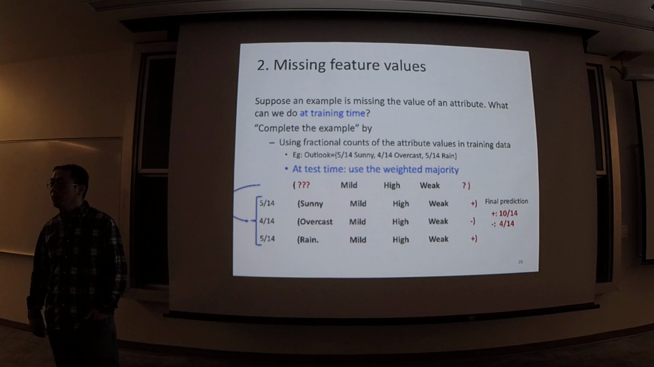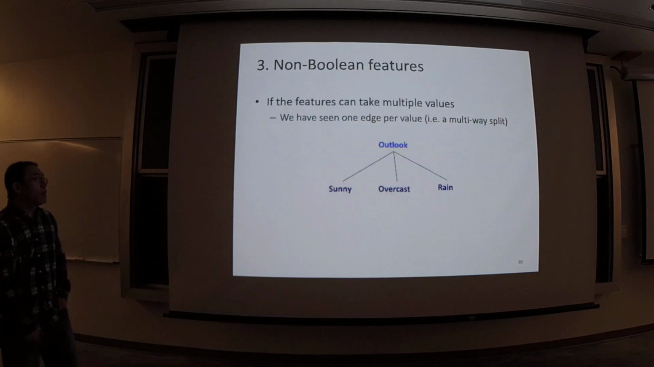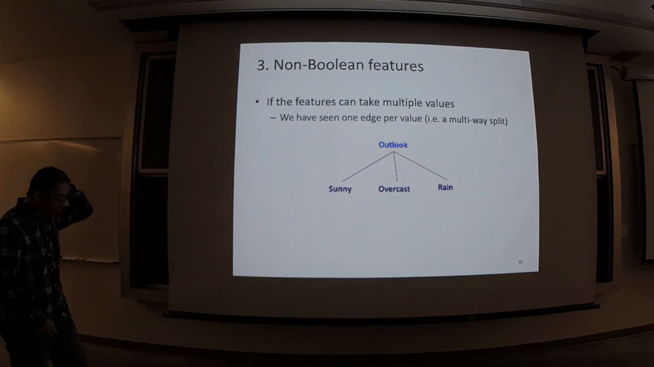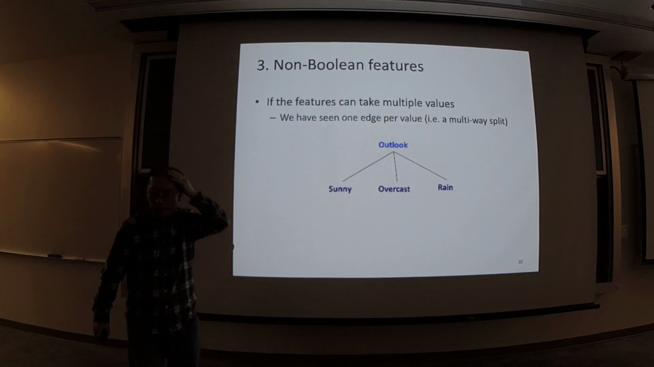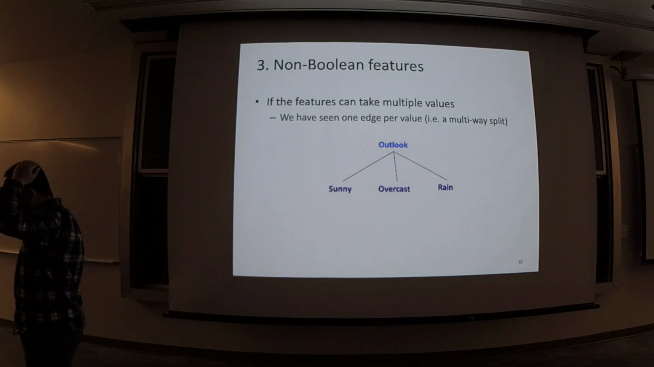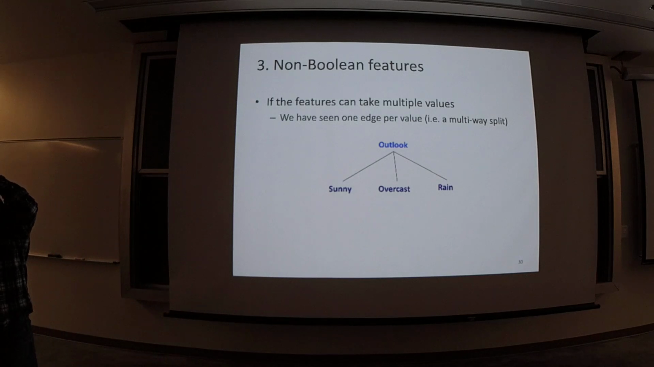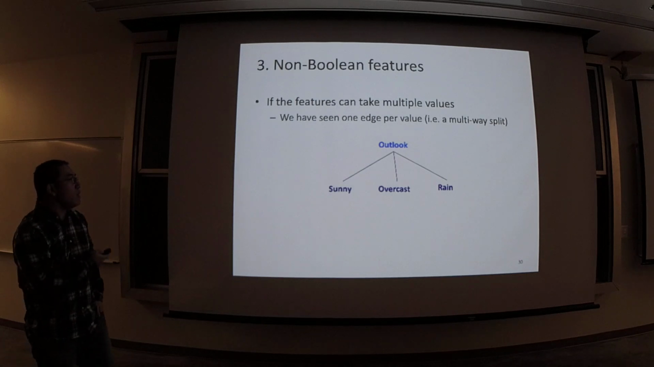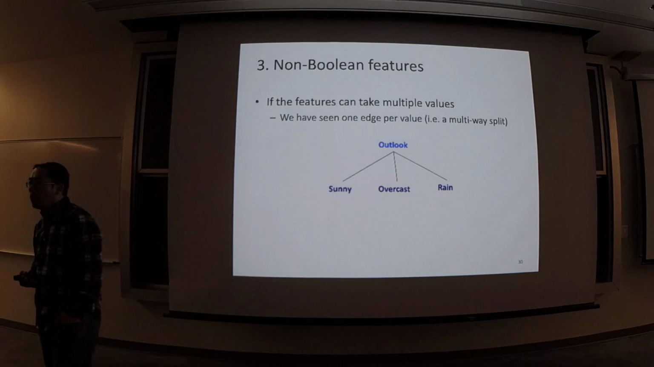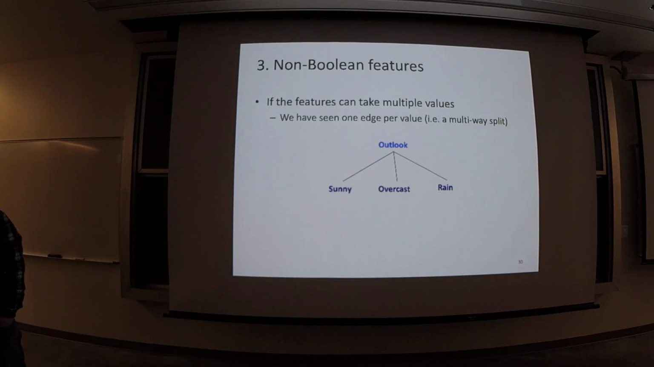Any questions? Okay, great. So that's how we handle missing features in practice. This is actually very useful. If you do some practical research, you'll see a lot of missing feature values. It's really annoying. And third topic, how can we handle non-binary features?